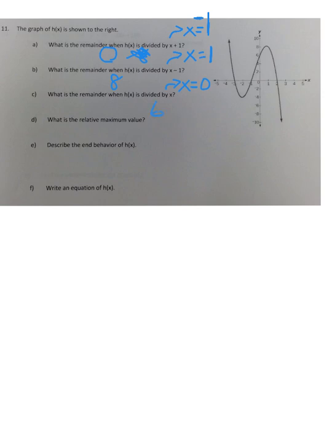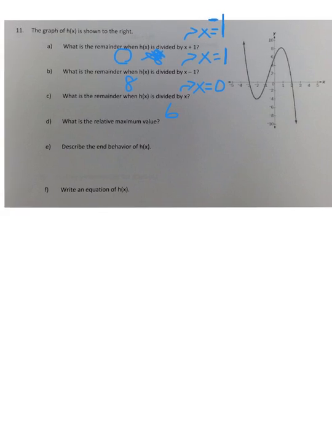For part D, it says, what is the relative maximum value? Remember that when they are asking for the value, what they really want is the y value. So make sure that you're giving the y value as your answer. So let's find the maximum, and we can see that the maximum is right here. The x value is at x equals 1, but we follow it up to the y value, which would be a positive 8. So again, because they're asking for the value, our answer would just be an 8.